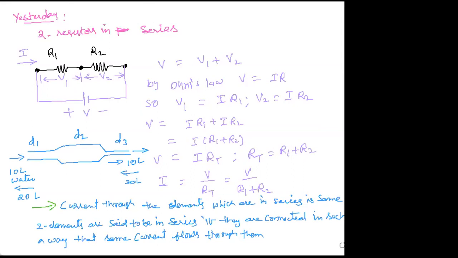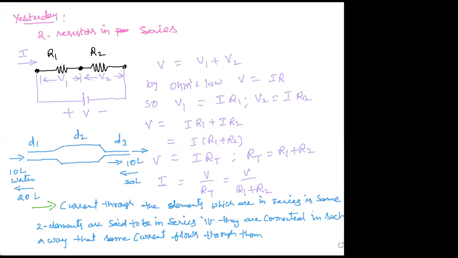So two elements are said to be in series if they are connected in such a way that, what is the way they should be connected? In such a way that the same current flows through them. Okay. So it is not merely joining one end of a resistor to one end of the other resistor, right?